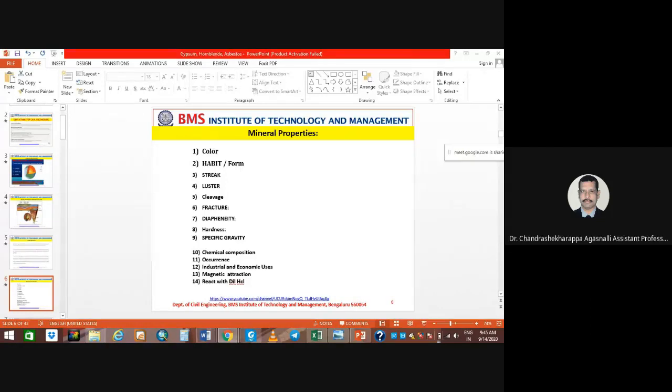And occurrence. The occurrence depends on the nature of the minerals, whether it occurs in igneous rocks, sedimentary rocks, or metamorphic rocks. All these minerals occur in all three types of rocks. Some minerals occur in igneous rocks, some in sedimentary rocks, some in metamorphic rocks. That's why we call a rock an aggregate of minerals. Some rocks may have only one mineral, some have more than one mineral. That is a different issue.